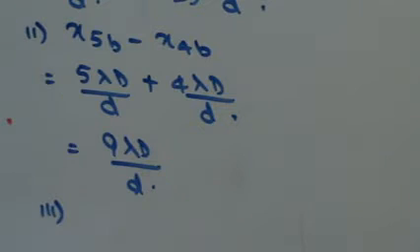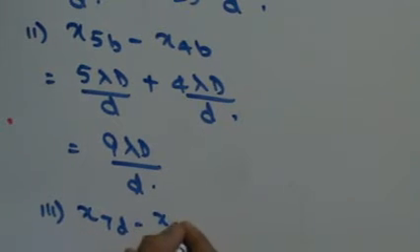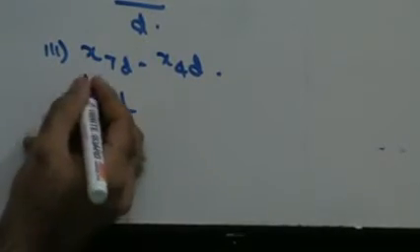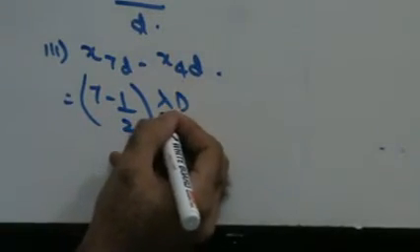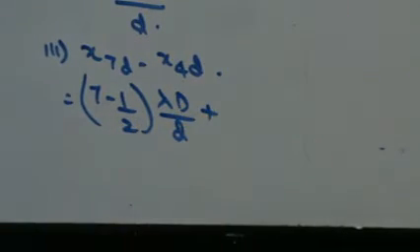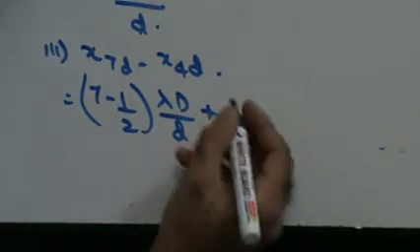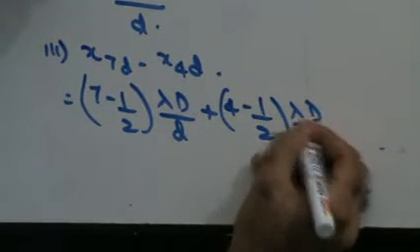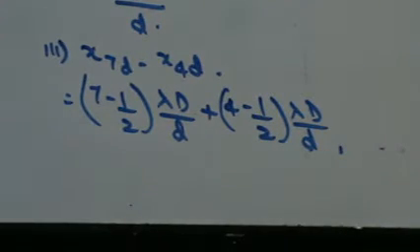Last part of the question. The distance between the 7th dark band and the 4th dark band on opposite sides. 7th dark will be 7 minus 1 by 2 lambda D by d. Since they are on opposite sides, you add. If they are on the same side, you subtract. If they are on opposite sides, you add. 4th dark is 4 minus 1 by 2 lambda D by d. Substitute the values and you should get the answers.